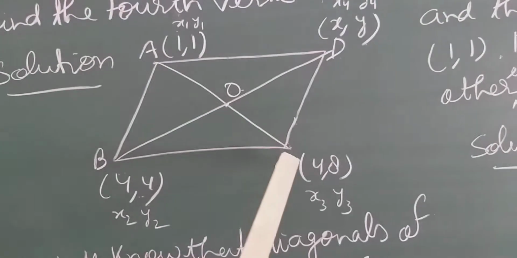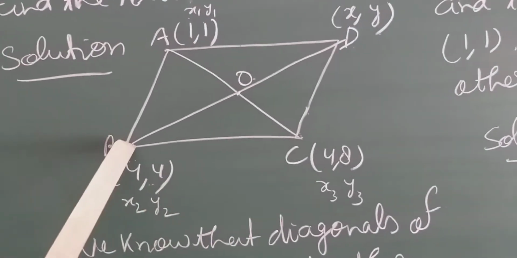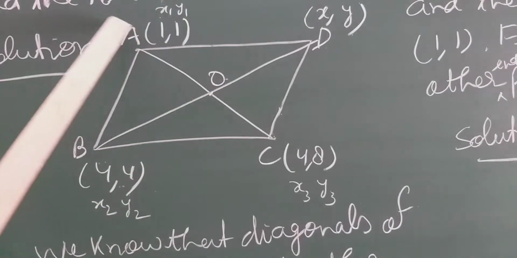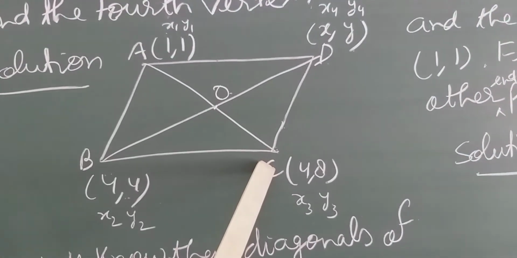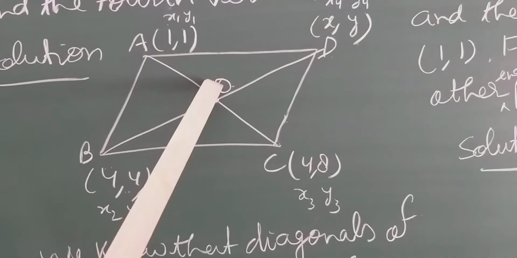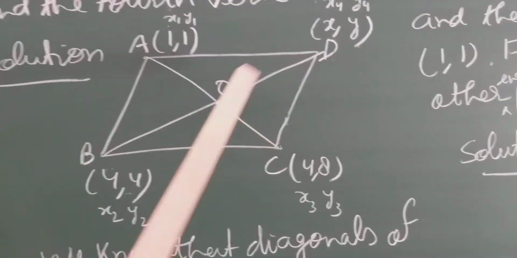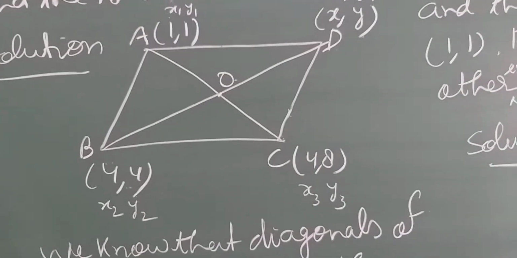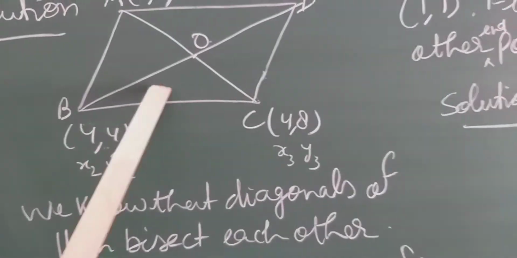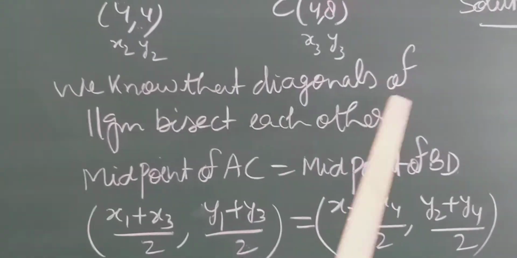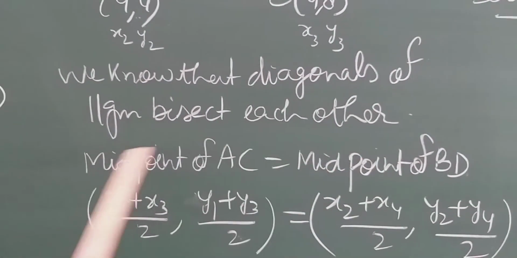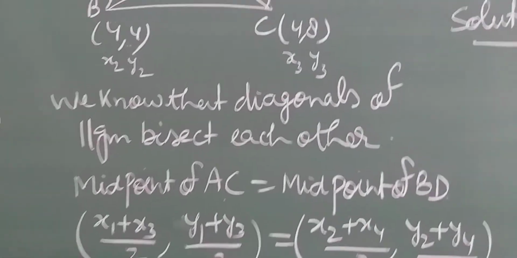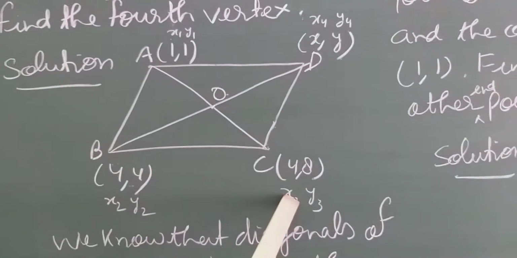Students, we know that diagonals of a parallelogram bisect each other. So O is the midpoint of AC, and O is also the midpoint of BD because diagonals of a parallelogram bisect each other. That's why we have written here, we know that diagonals of a parallelogram bisect each other. So midpoint of AC equals midpoint of BD. So this is the AC, student.